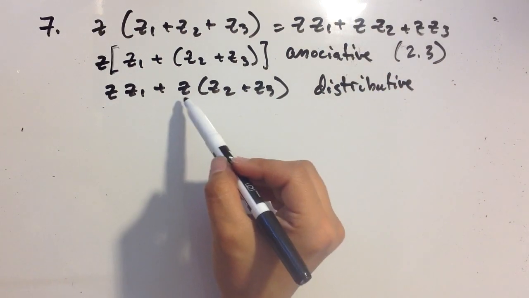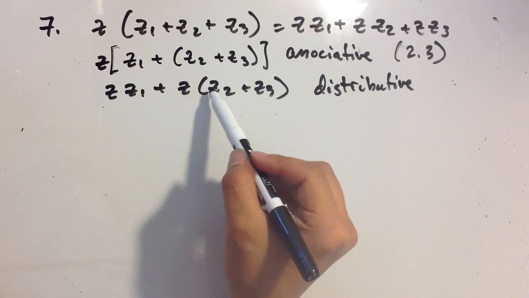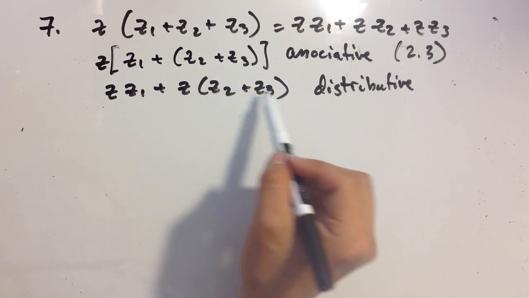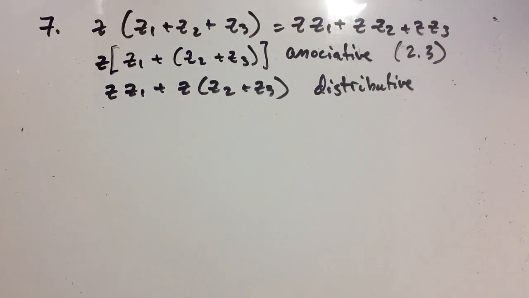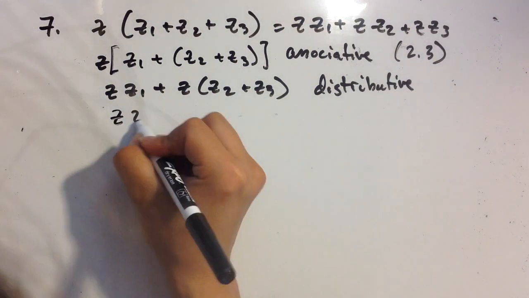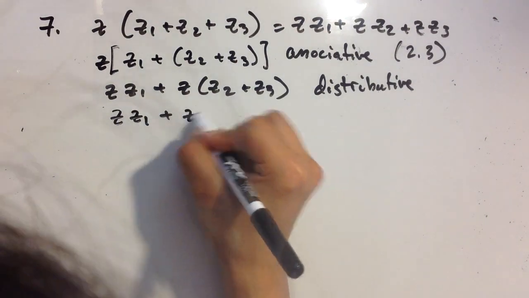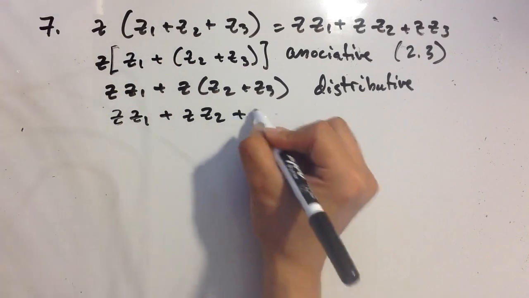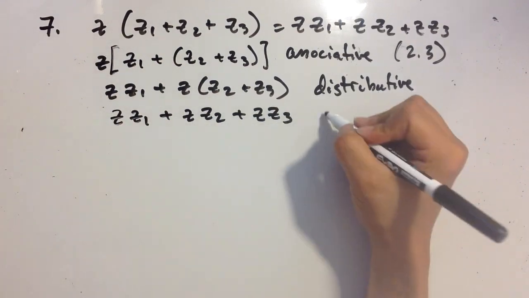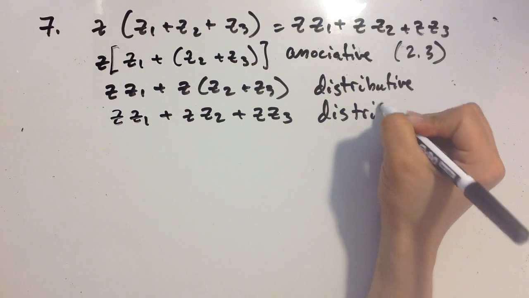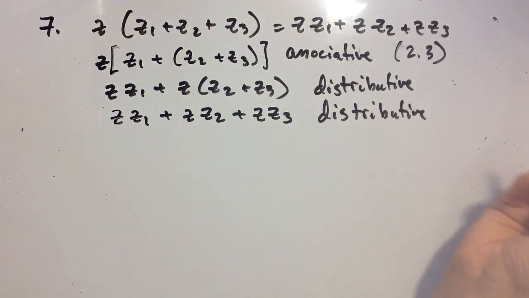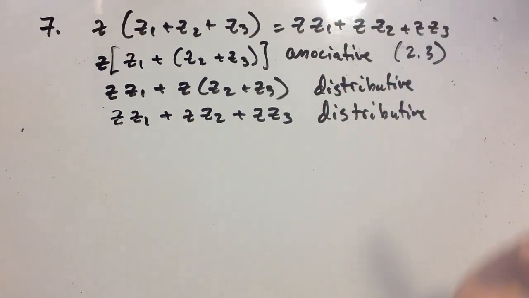But here we have multiplication with just 2 terms, so I can apply the distributive law again. So I get z times z1 plus z times z2 plus z times z3. So I applied the distributive law again, and I have arrived at this equation.